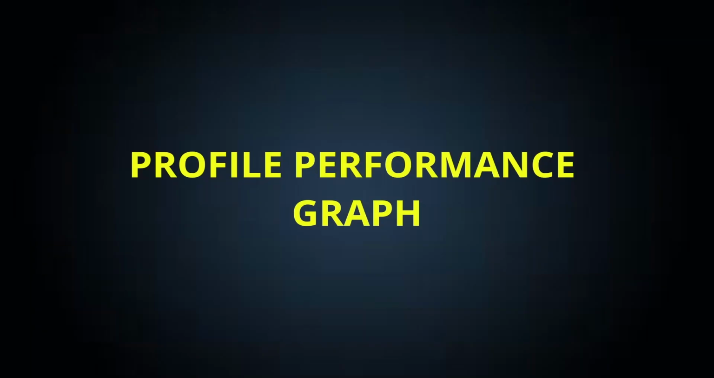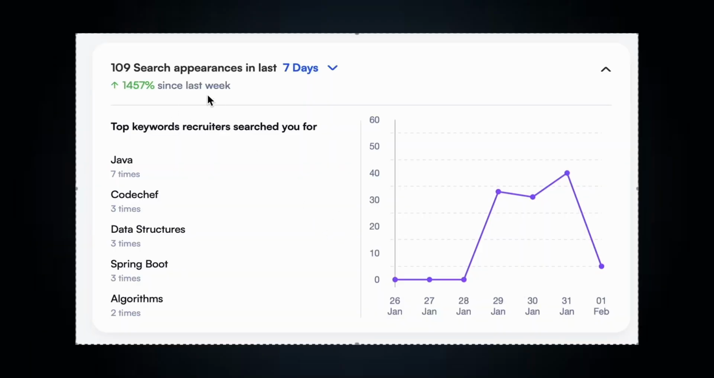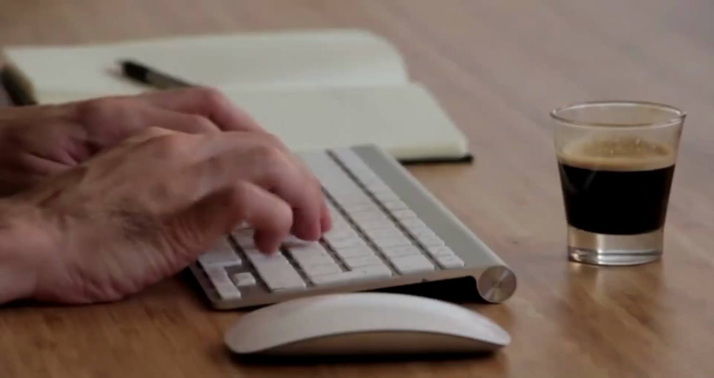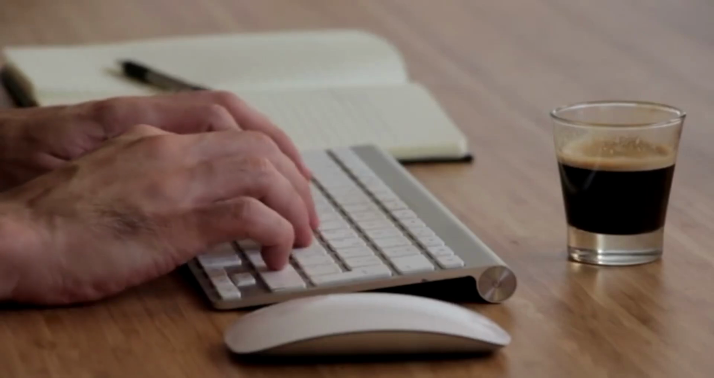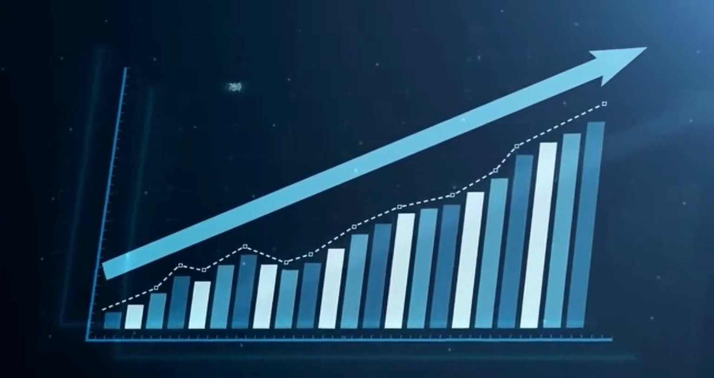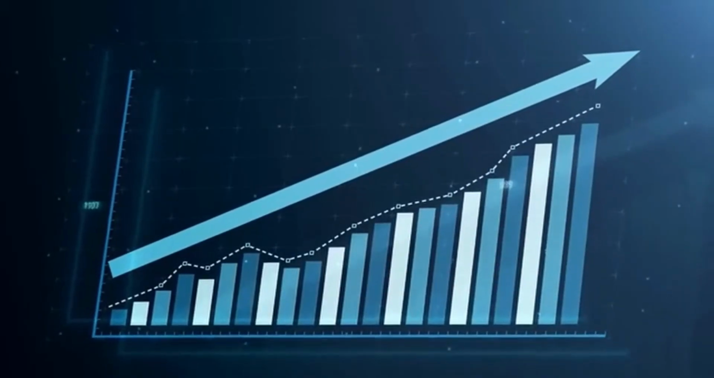Profile performance graph. Now if you look at my screen, I'm showing you the profile performance graph. Now what does this profile performance graph indicate? It simply says that whenever the recruiter searches for any particular keywords, by how many times your profile showcases at the top rank. So basically these are the keywords which are helping our profile to climb at the top whenever the recruiter searches for a particular keyword.